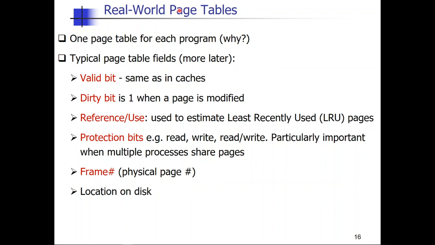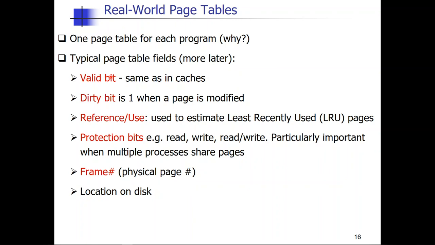Now, what do real-world page tables look like, and what are some entries in those page tables? We have already talked about having one page table per program, and it's a good idea so that we do not have any sort of collision between pages from different programs, and every program is secure that way. A typical page table will have all these fields, and we are going to add more to it later on.